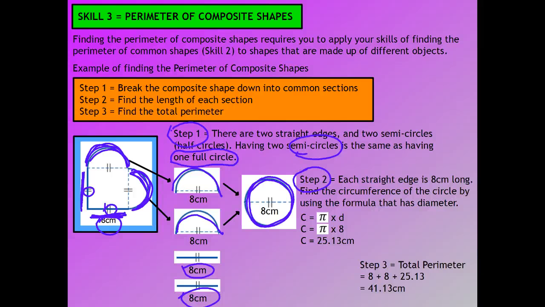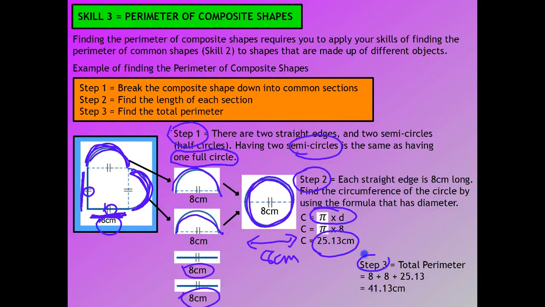Now we need to find the circumference of our full circle. Our full circle has a diameter all the way across of 8 centimeters. We can see that from our picture. So we use the formula with diameter in it, C equals pi times D. C equals pi times 8, which is 25.13 centimeters.